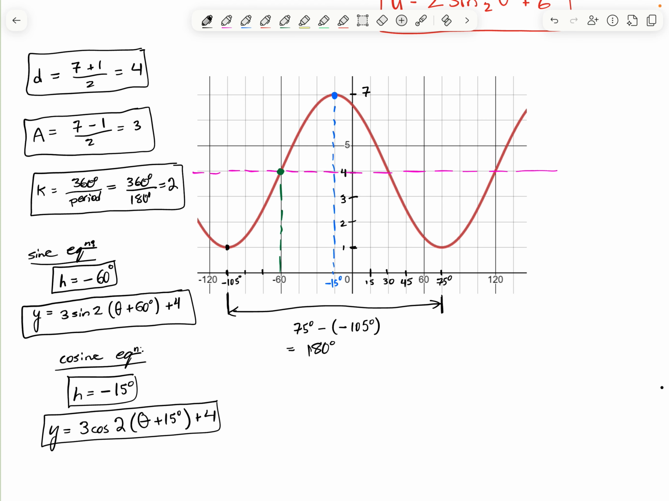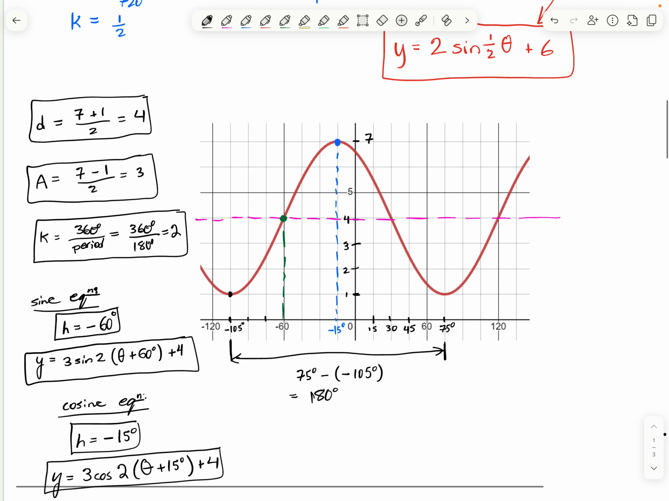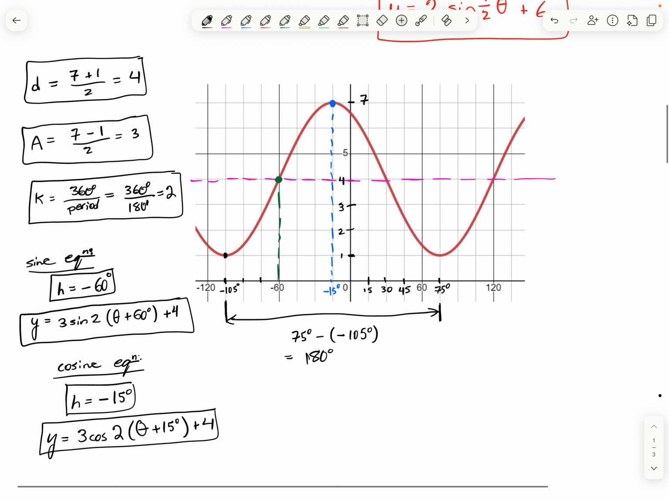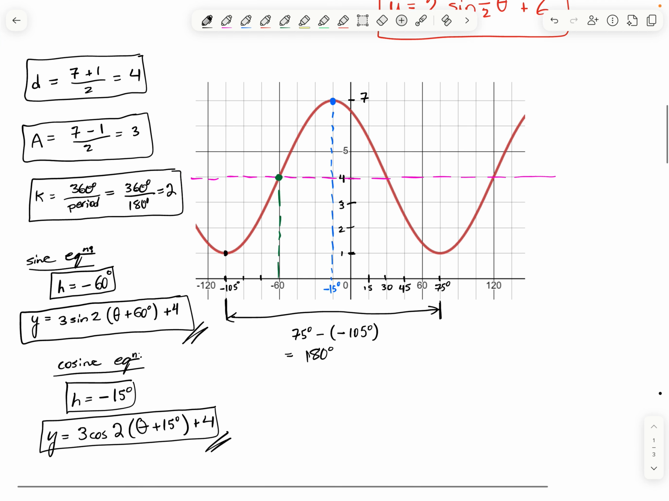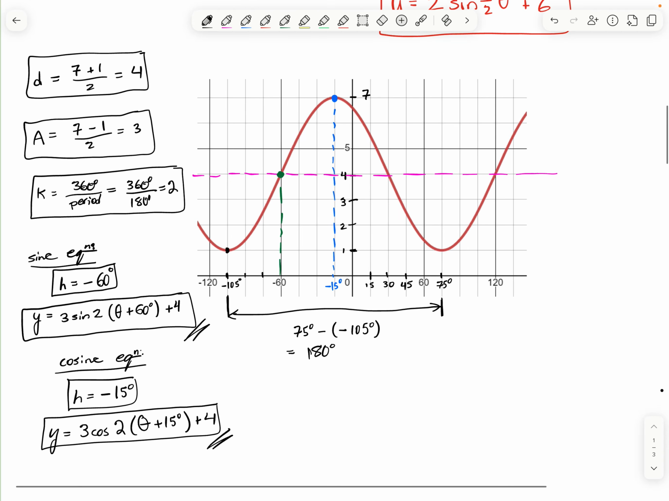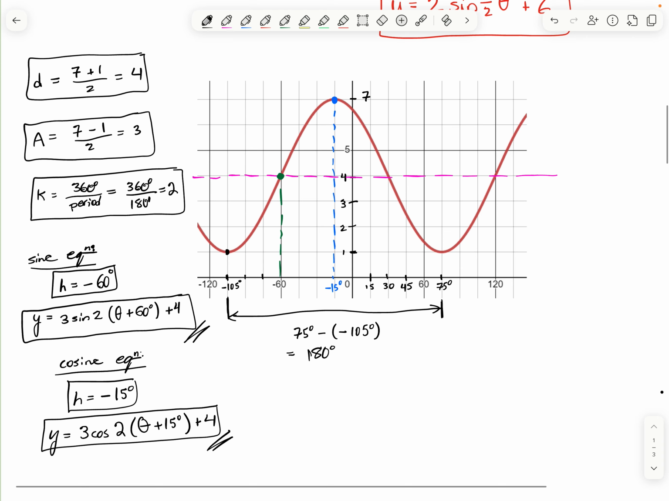It starts at a maximum. This happens at negative 15 degrees, so 15 degrees shifted to the left, and you'd have your cosine graph. So both equations are valid, is the idea here. So there's 1 and there's 2. Okay, that's how you do it. Honestly, it doesn't take a lot, but those are the main steps. All right, let's keep going.